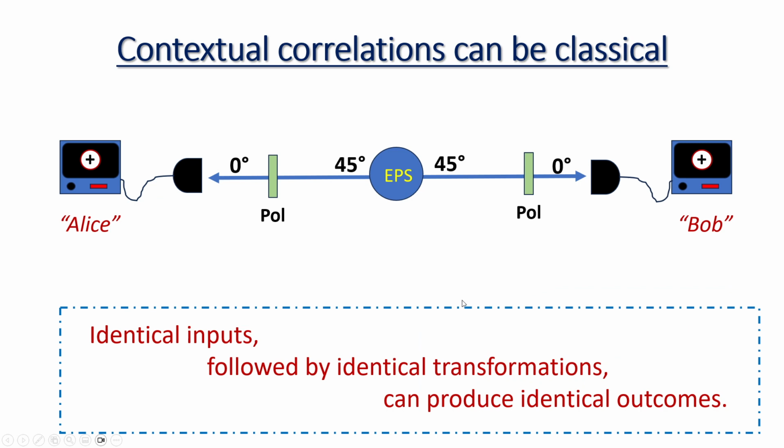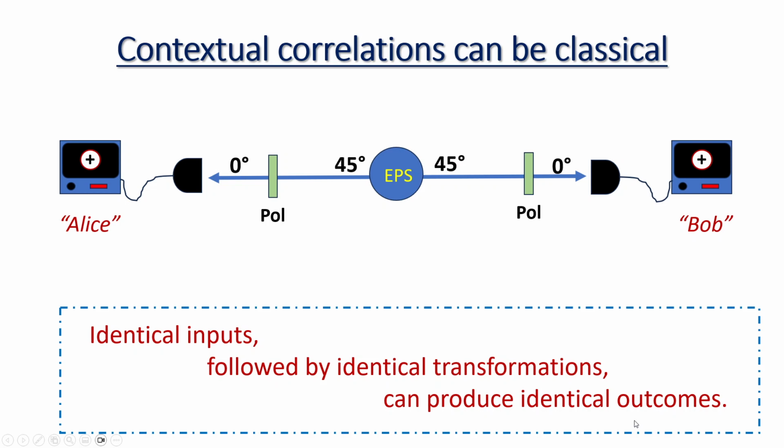Accordingly, there is nothing fundamentally quantum about contextual properties. Indeed, we can take this feature into account when we explain correlated measurements. As we saw a few minutes ago, it is perfectly normal in classical physics to start with identical inputs, followed by identical transformations, in which case we get identical outcomes for Alice and Bob.